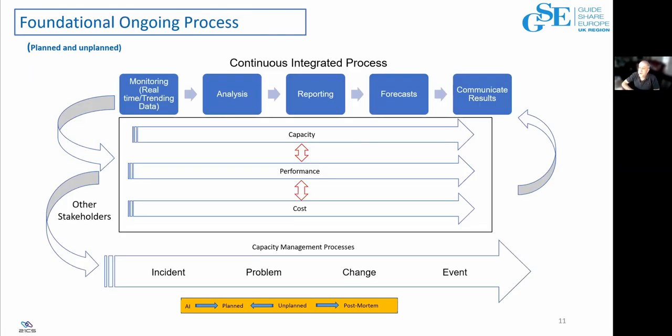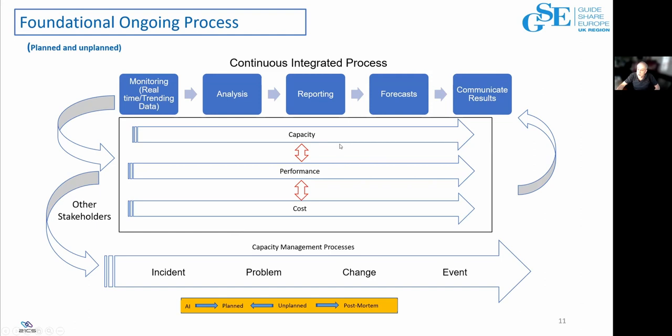So the ongoing process is a continuous process. There are stakeholders who are part of running an effective capacity management process, monitoring in real time and also trending data. There should be analysis. It's not just keeping the data, but providing the proper analysis and reporting for the audience levels looking at this data so they can accomplish what they're trying to accomplish. And then out of this historical data, you can do forecasts and communicate results. All these pieces should play a part in this.